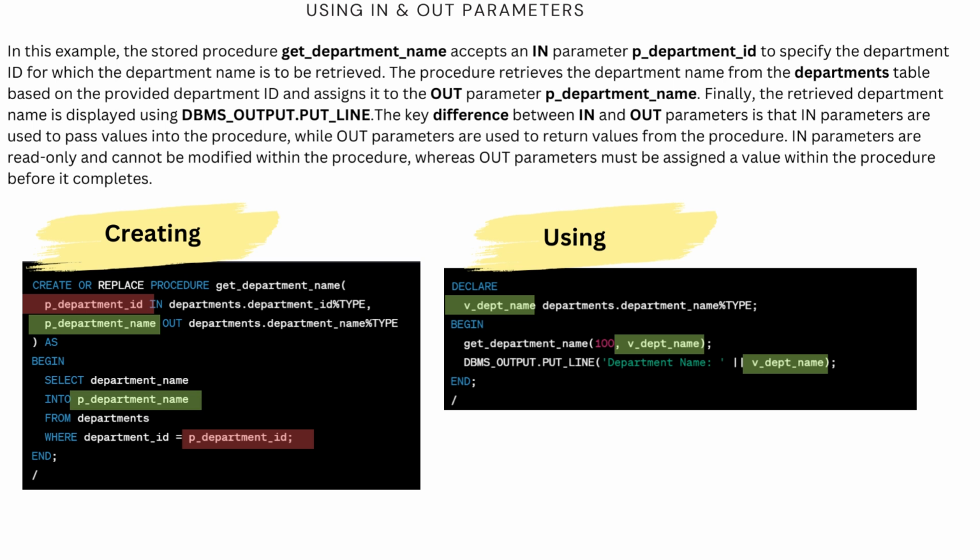dbms_output.put_line. The key difference between in and out parameters is that in parameters are used to pass values into the procedure, while out parameters are used to return values from the procedure. In parameters are read-only and cannot be modified within the procedure, whereas out parameters must be assigned a value within the procedure before it completes.